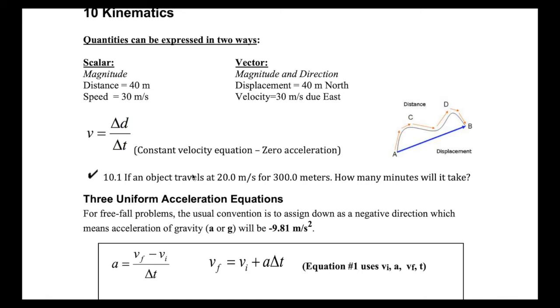10.1 says an object travels at 20 meters per second for 300 meters. How many minutes will it take? We're just going to use this constant velocity equation here. If we use v equals d over t, we're trying to figure out the time, so time equals d over v. The d was 300 meters, and the velocity was 20 meters per second.